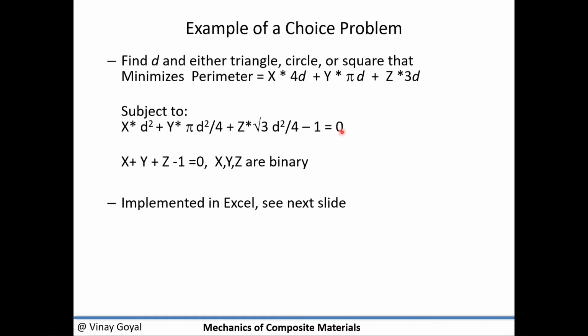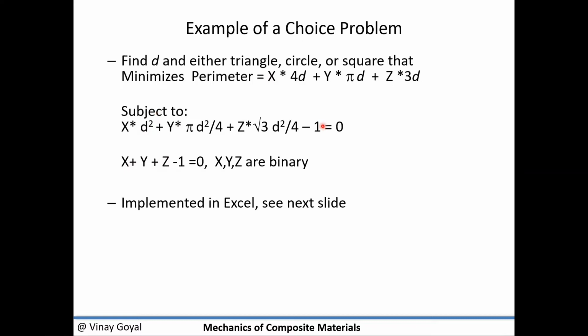The third thing I'm doing here is implementing a constraint. The constraint is that x plus y plus z equals 1, and x, y, and z are binary. That forces either x to be 1 and y and z to be 0, or y is 1 and x and z are 0, or z is 1 and x and y are 0. So I'm forcing one of these to be chosen. That automatically means I'm choosing which is going to give me the minimum perimeter, but it's also forcing the constraint of this area being equal to 1.